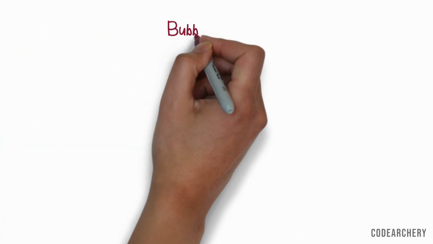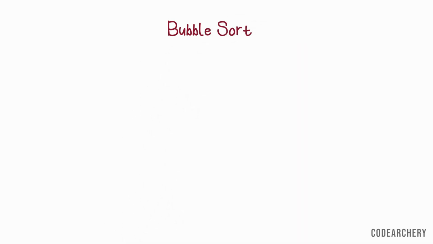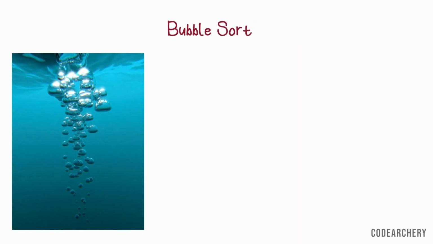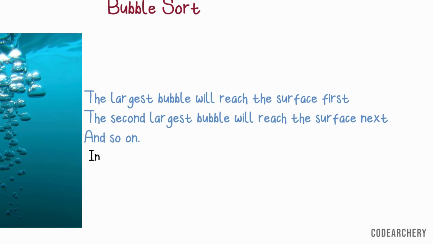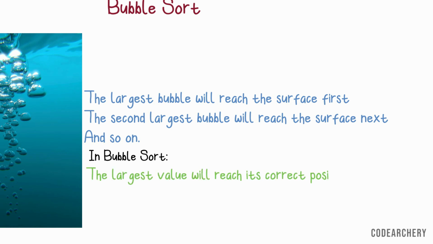Now let's analyze bubble sort. Do you know that the bubble sort got its name from the way bubbles rise to the surface? The large bubble will reach the surface first, then the second largest will reach next, and so on. So the same happens with bubble sort. The largest element will reach its correct position first, then the second largest value, and so on.